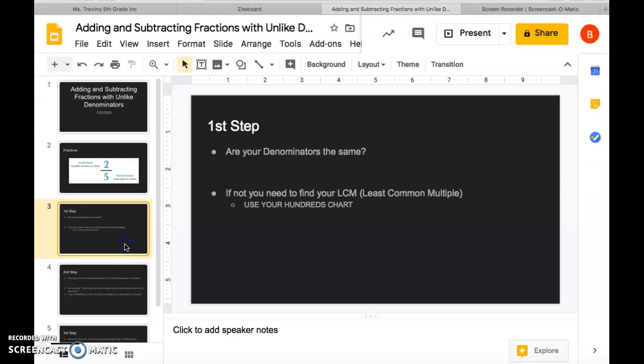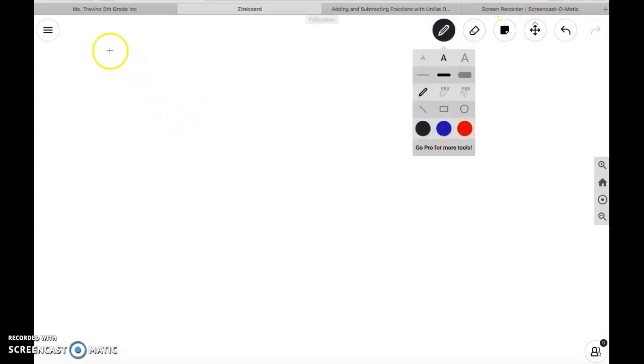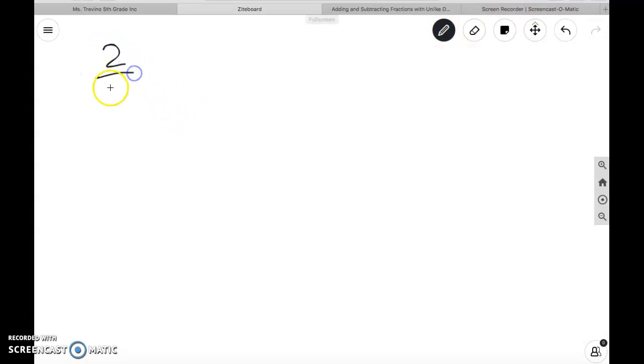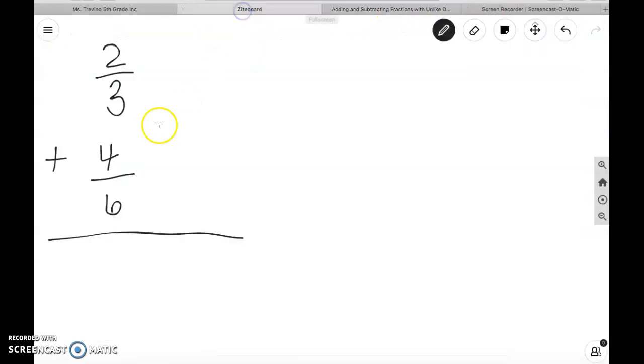Okay, so our first step is to look at whether your denominators are the same. So let's do 2/3 plus 4/6. Okay, so like we said, are your denominators the same? Okay, our denominator here is 3. Our denominator here is 6. Are those the same numbers? No.